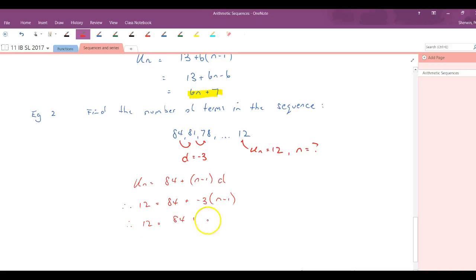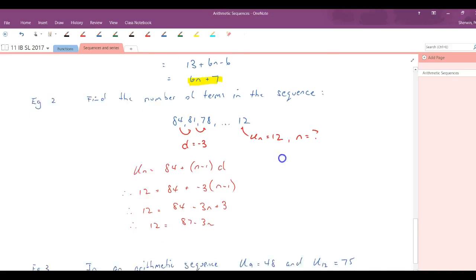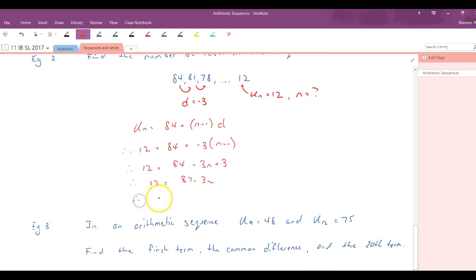equation, it's going to be 84 minus 3n here, minus 3n plus 3. So 12 is equal to 87 minus 3n. All right, if we keep working this through, we get 3n is equal to 87 minus 12, which is 75. And therefore, running out of room, n equals 25. So therefore, 12 is the 25th term.